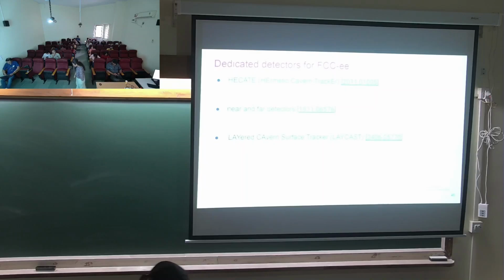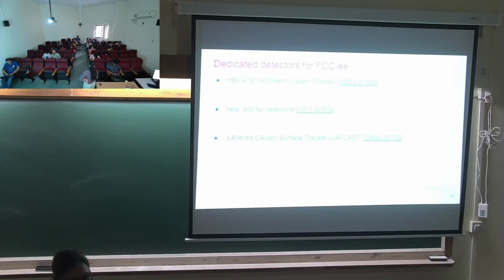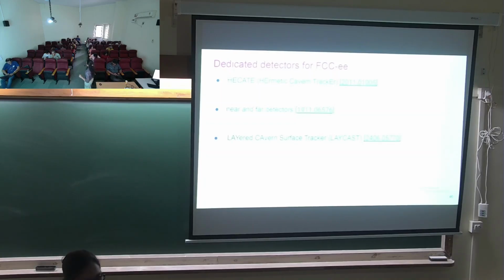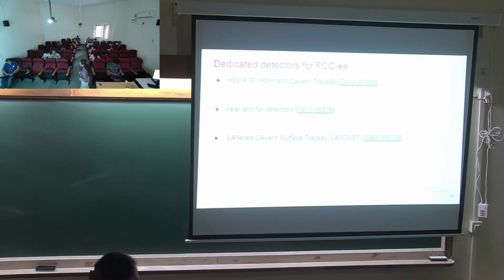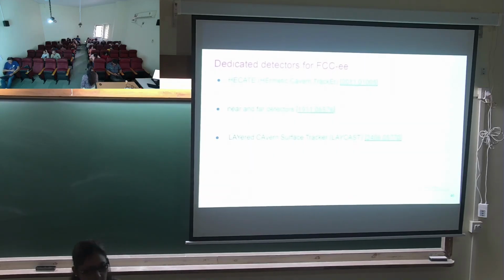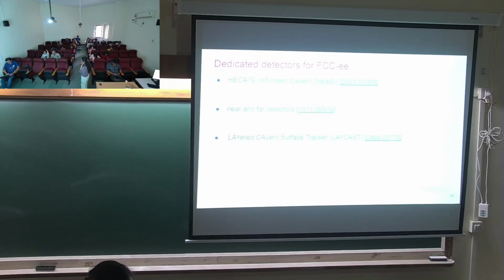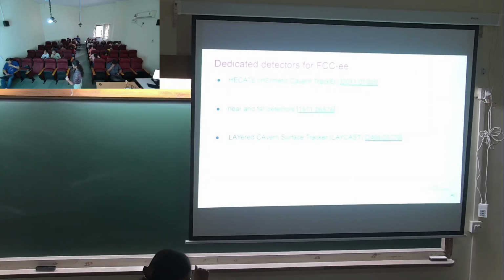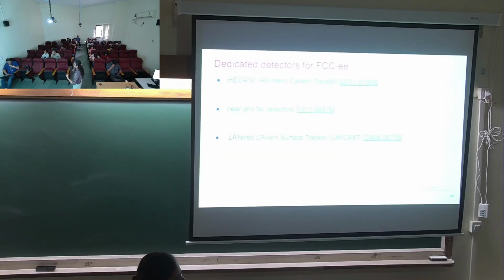At FCC-ee there is already some proposal for HICAT. This is a detector designed for FCC-ee and CEPC, and it's a 4 pi detector placed within the cavern hall. They have shown the sensitivity for heavy neutral lepton, and compared to the main detector, using this HICAT the sensitivity reach can be probed at least half of the magnitude.